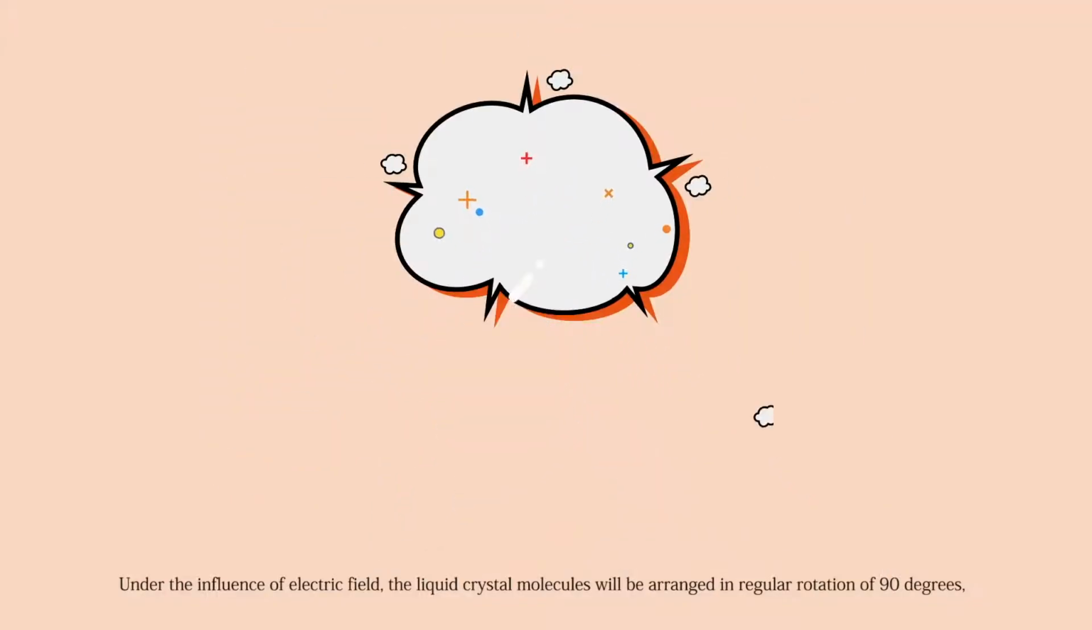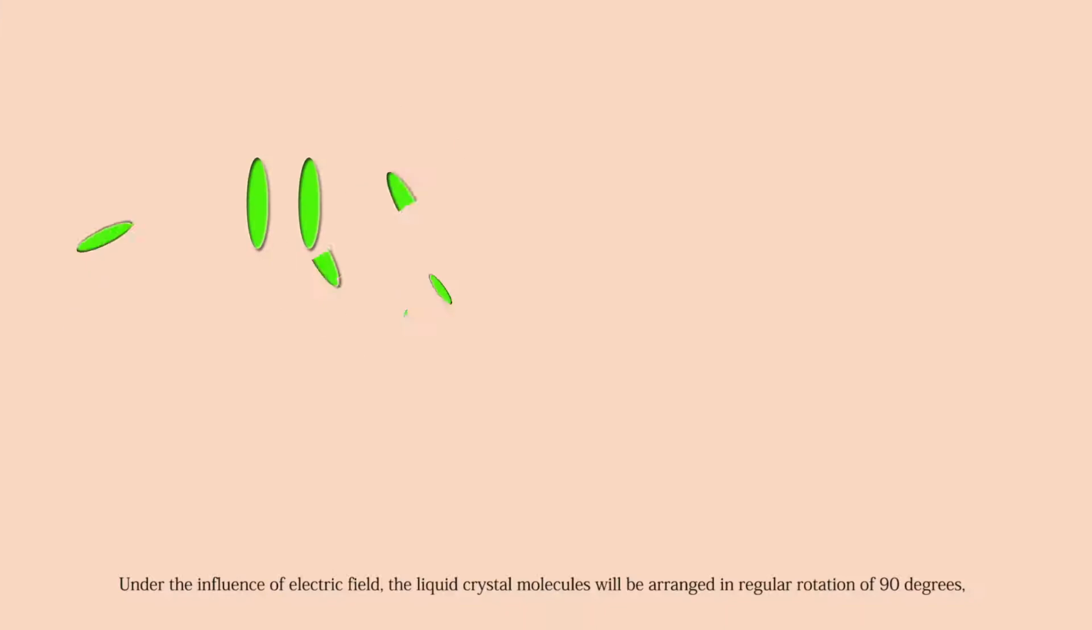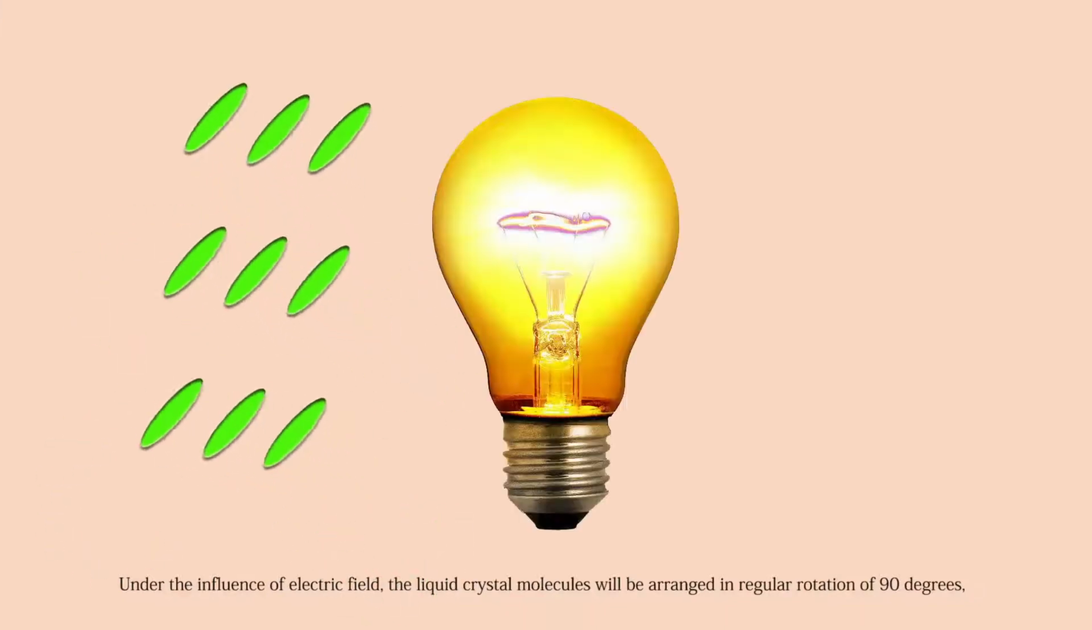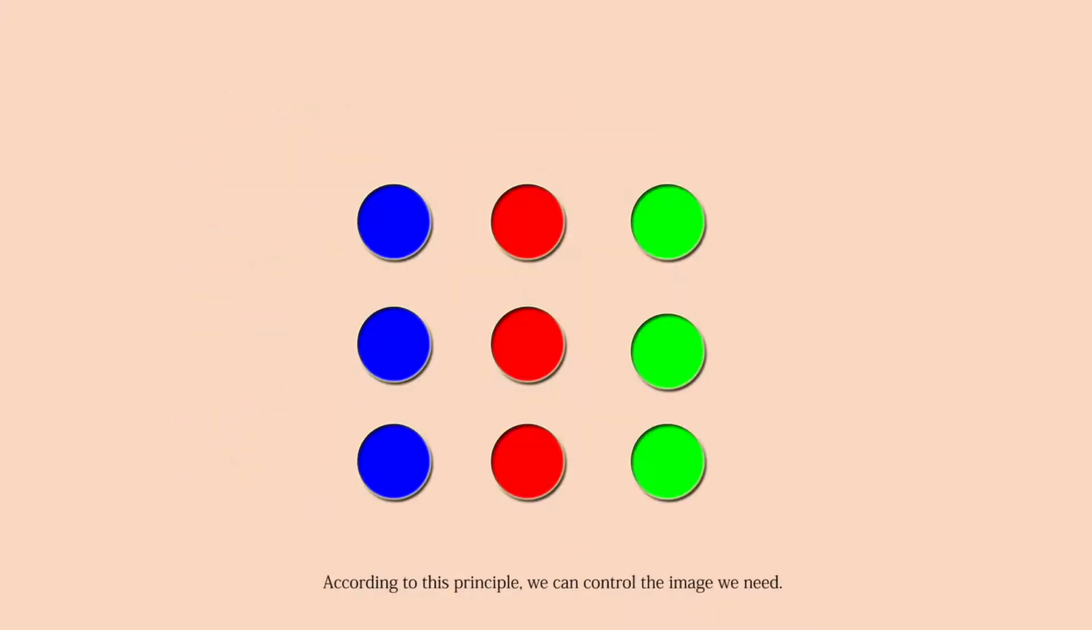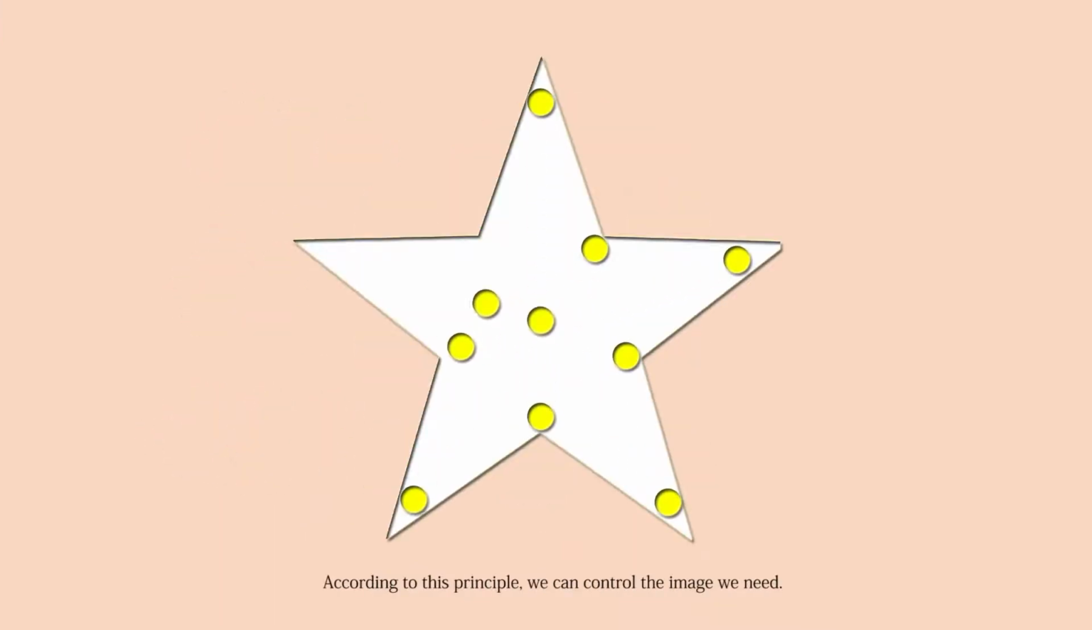Under the influence of an electric field, the liquid crystal molecules will be arranged in a regular rotation of 90 degrees, resulting in the on or off of light transmittance. According to this principle, we can control the image we need.